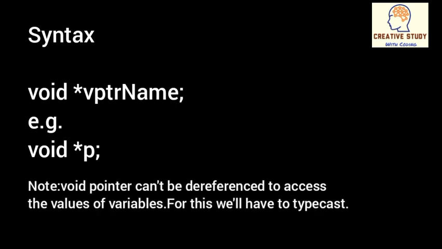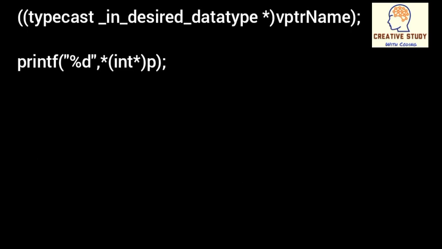But void pointers cannot be dereferenced to access the values of variables. For this, we'll have to use typecasting or type conversion. This is the syntax of typecasting. We can use it in a printf statement. Let's see one example for this.